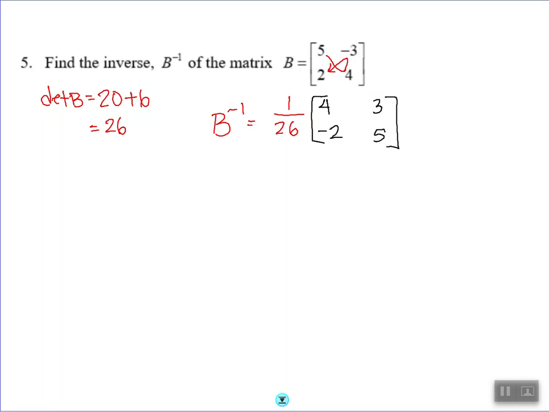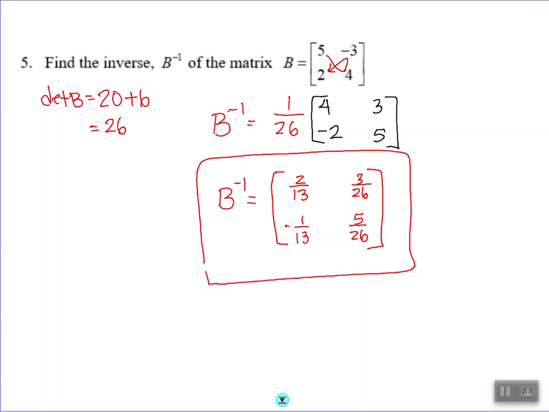The last thing we need to do is just multiply by our scalar value. So 4 times 1 over 26 gives us 2 over 13. 3 times 1 over 26 is just 3 over 26. Negative 2 times 1 over 26 is negative 1 over 13. And 5 times 1 over 26 is 5 over 26. So that is our inverse. Inverse matrices are not always the prettiest. Sometimes they have fractions, but that's okay.